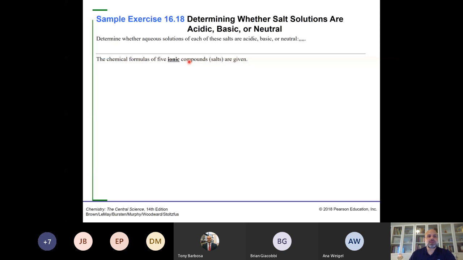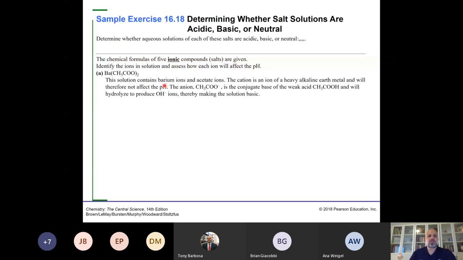We have barium acetate. This solution contains barium ions and acetate ions. The barium ion, the cation, is an ion of a heavy alkaline earth metal, so that's a group 2 metal. Group 2 metals have no effect on pH. The anion, the acetate, is the conjugate base of the weak acid, acetic acid, and it's therefore going to hydrolyze to produce hydroxide ions, thereby making the solution overall basic.